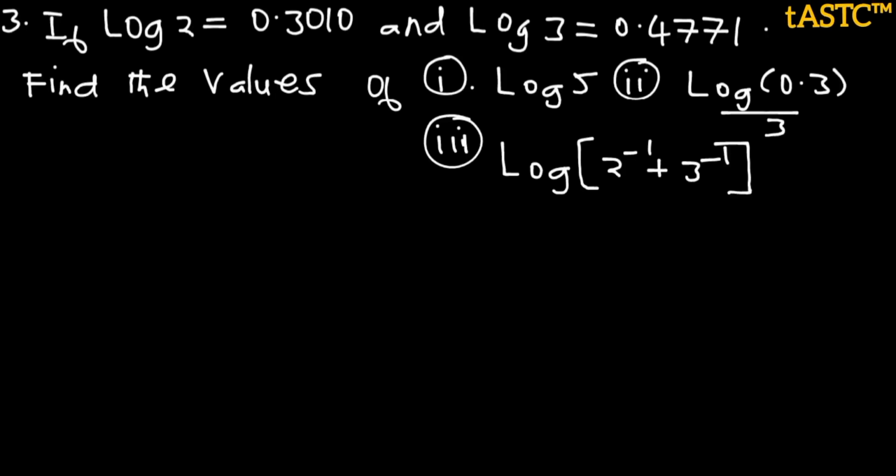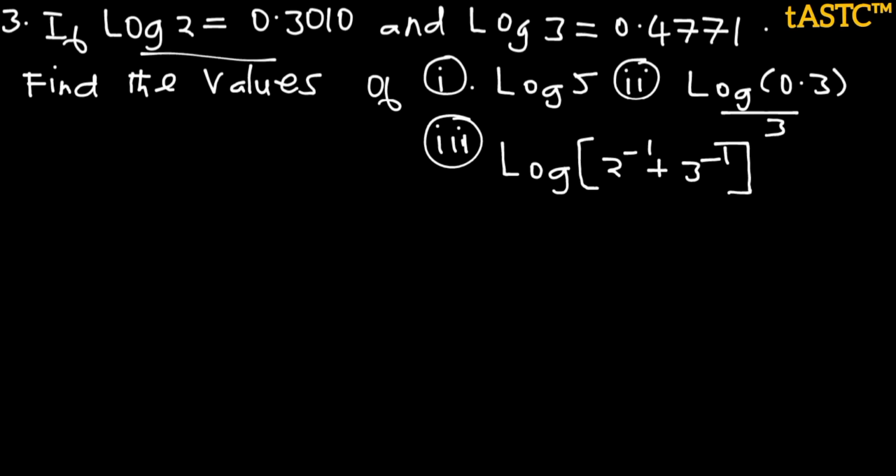Now here is the next question. If log to the base 10 of 2. Now you need to know that if you are not actually given a visible base of that logarithm, then that basically means that is the common log, that is log to the base 10. So you've got log 2 is equal to 0.3010, and log 3 is equal to 0.4771.